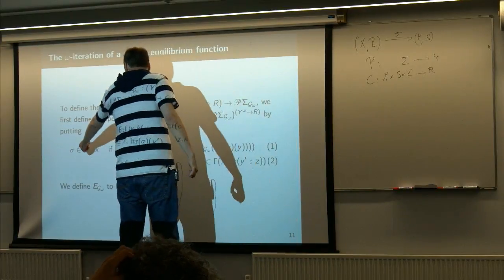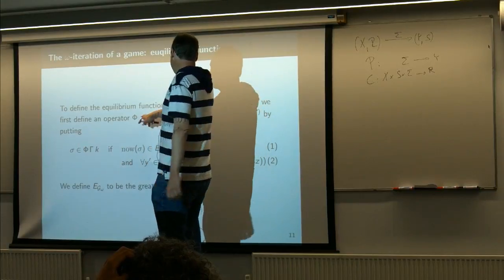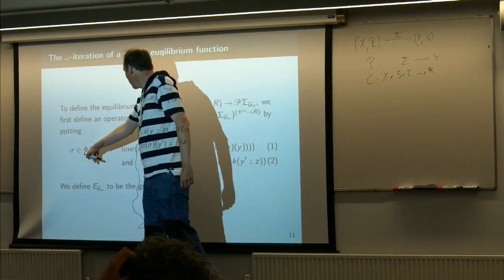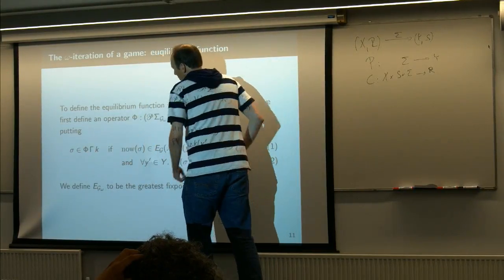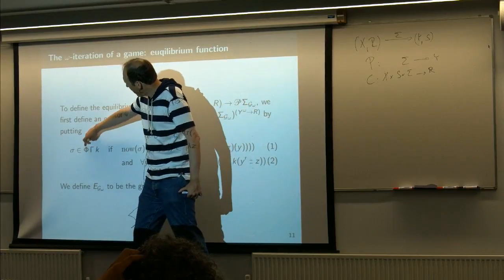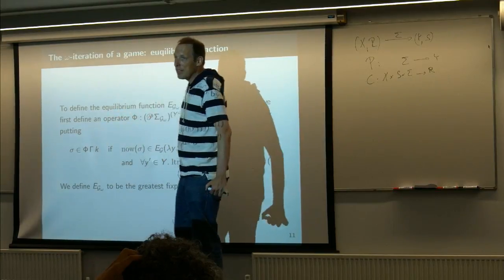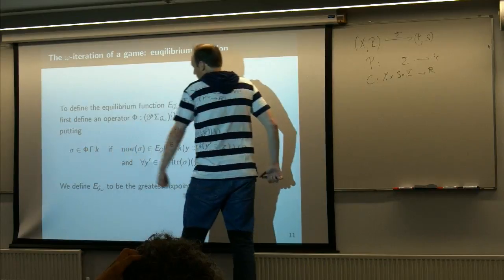So when is a strategy in phi applied to some predicate of k? This is an indexed predicate. Phi applied to it is again an indexed predicate. And then here we specify the index to get just the predicate. Now you want to say when sigma is in here.